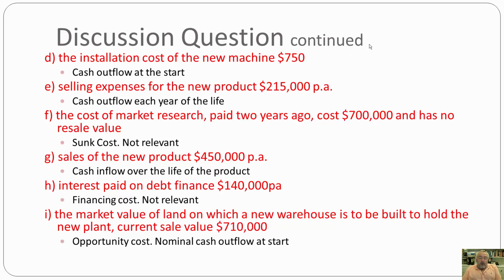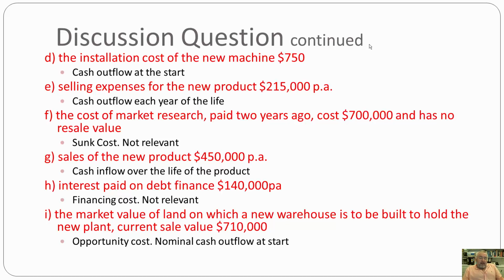What about the cost of market research paid 2 years ago? It costs $700,000 and we can't recover any value from it. Well, that's sunk cost. It's not relevant. No matter what decision we do, that $700,000 doesn't change. It's gone. It's been spent. We can't get any value out of it. So that is not relevant because it is a sunk cost. It will not change based on the decision that we make. Sales of the new product, $450,000 per annum, part of the net cash inflow.